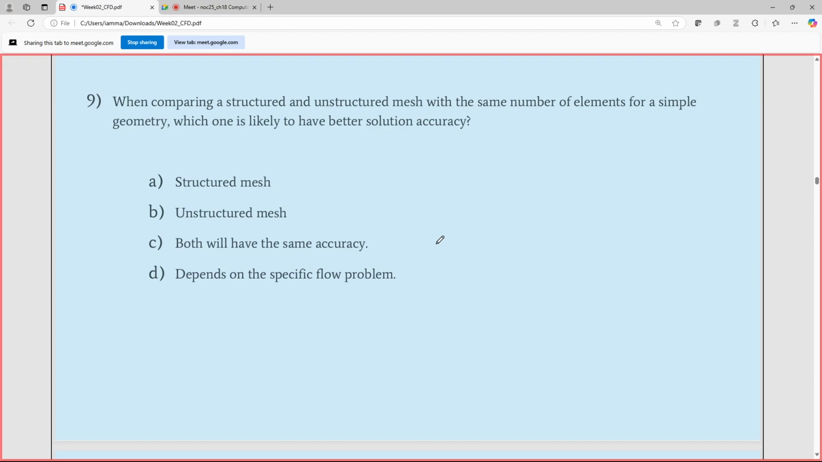Next question: when comparing a structured and unstructured mesh with the same number of elements for a simple geometry, which one is likely to have better solution accuracy? Option A, structured mesh. Option B, unstructured mesh. Option C, both will have the same accuracy. Option D, depends on the specific flow problem. So the question is on comparing structured and unstructured mesh. Which one will have better solution accuracy given that it has the same number of elements?